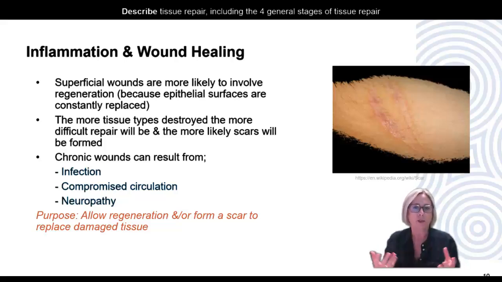But just keep in mind that the overall purpose of tissue repair is to allow complete regeneration of the wound and the tissue, and or form a scar to replace the damaged tissue.